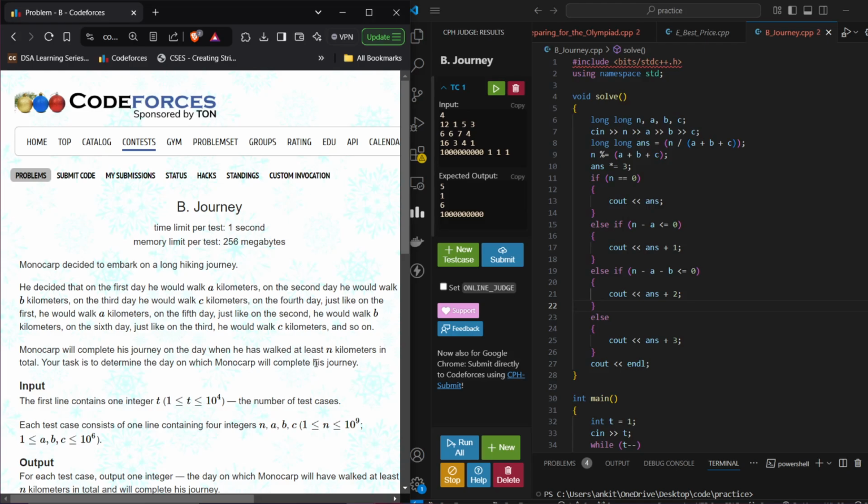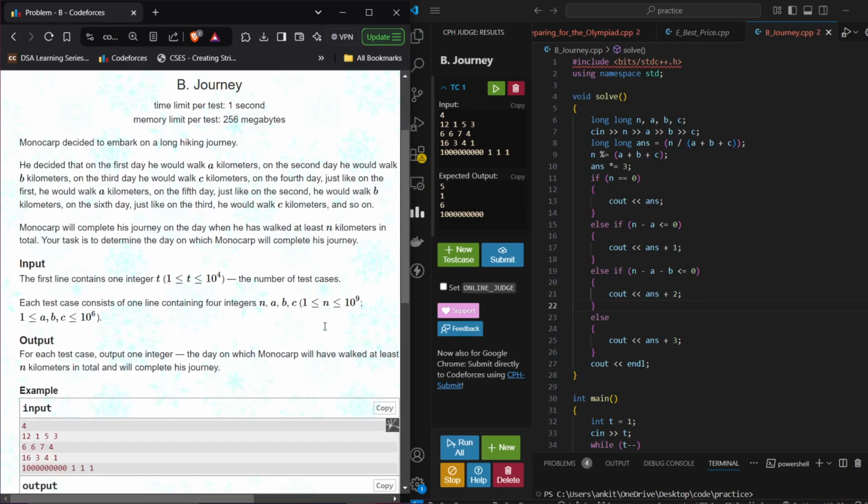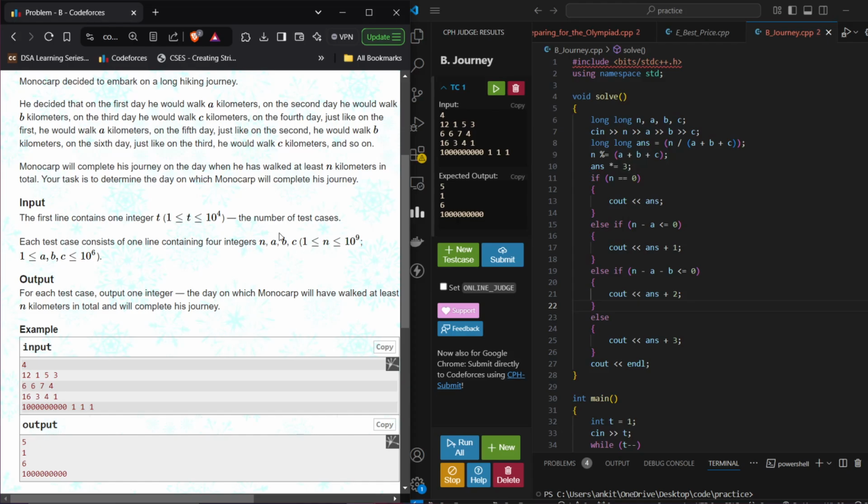So in total Monocarp has to travel n kilometers, and what we need to say is on which day, whether it is the first, second, third, fifth, whatever day, he will complete the nth kilometer of the journey. In the input, n, a, b, c will be given, and they can range up to 10 to the power 9. So this is a maths problem.